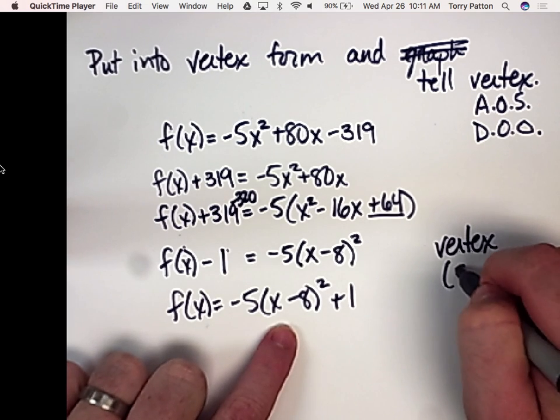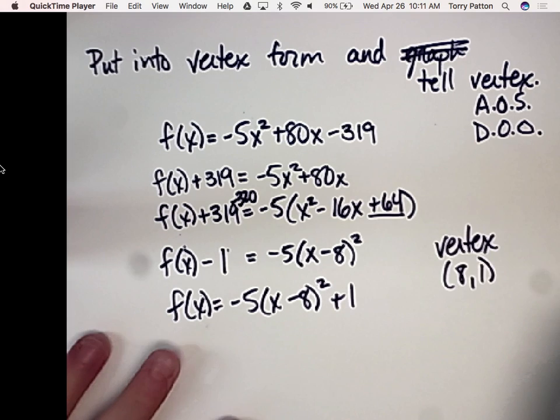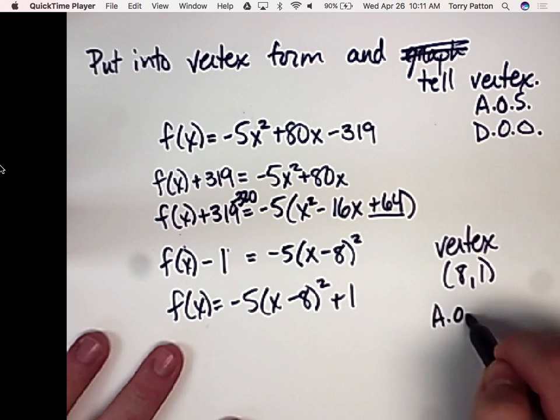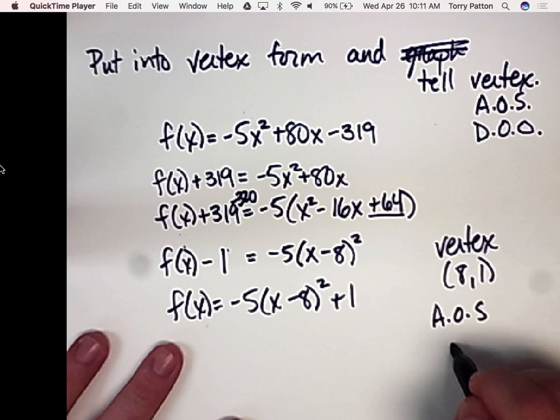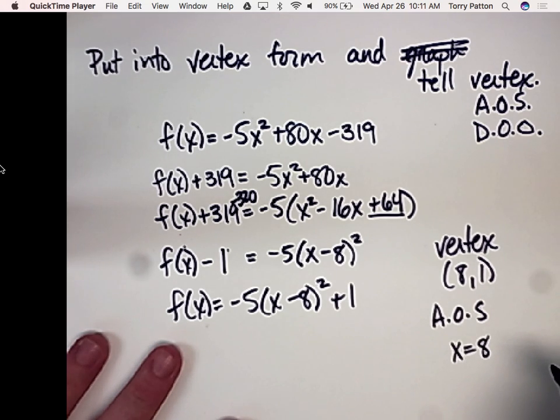Change the sign of that, so 8, 1. What's the axis of symmetry? X equals 8, the vertical line x equals 8. And what's the direction of opening? Down.